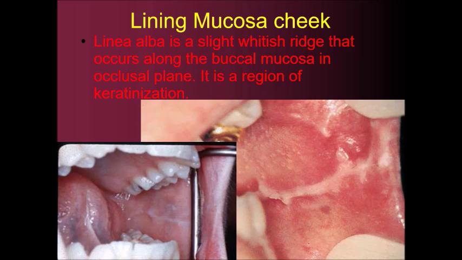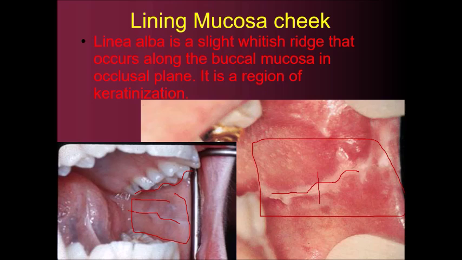Here you can see the cheeks. Here is the area in the cheek. The mucosa of the cheek is non-keratinized epithelium, lining mucosa. This linear area, which follows the shape of the bite between the upper and lower teeth, is a keratinized area.